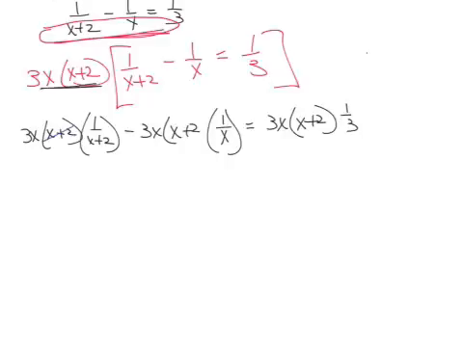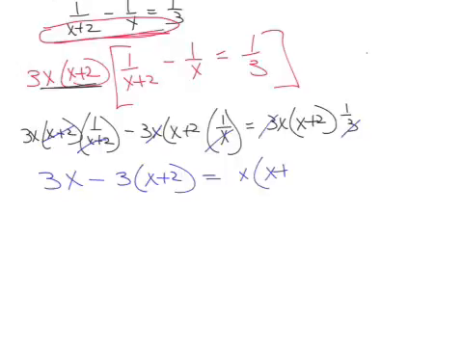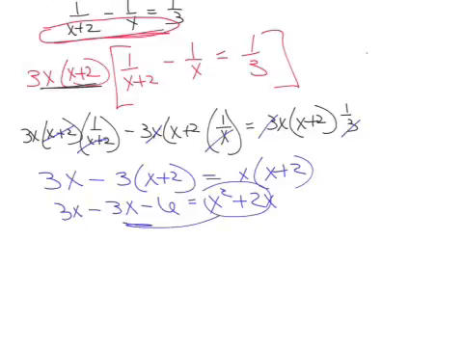Alright, so that cancels with that, leaving me with 3x. That cancels with that, leaving me 3 times x plus 2. And that cancels with that, leaving me x times x plus 2. So 3x minus 3x minus 6 equals x squared plus 2x. Alright, now we have to get it in the right format. So let's bring all of this over here.